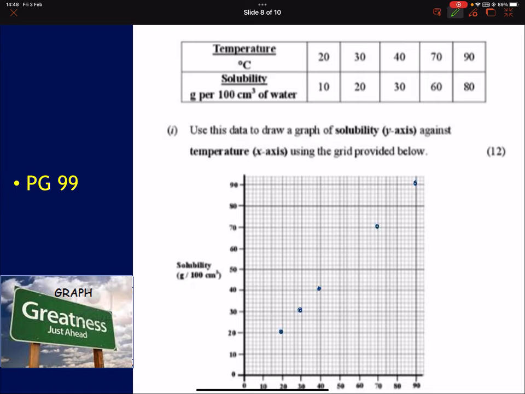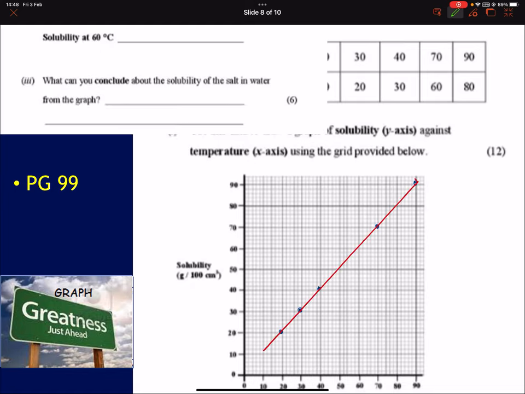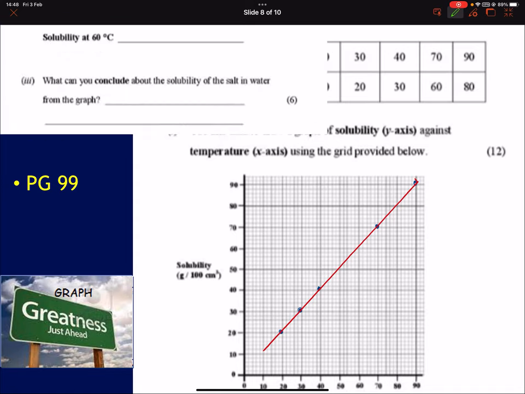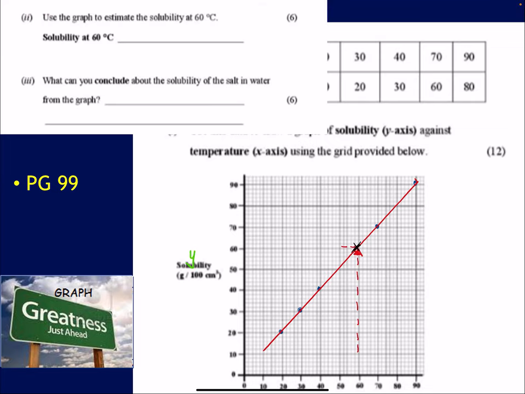So this is the graph that we drew for homework, and there were 2 questions down here. So solubility at 60 degrees, how do we figure it out? So is that X or Y? So you have a look back at your data table, and solubility was our Y. So this is solubility, so I need to find where 60 degrees. Sorry, so I'll start again.